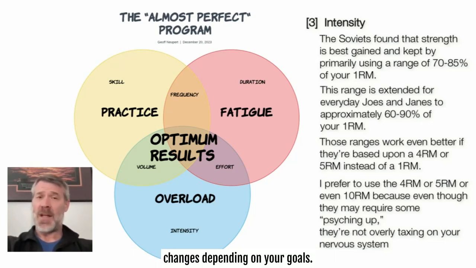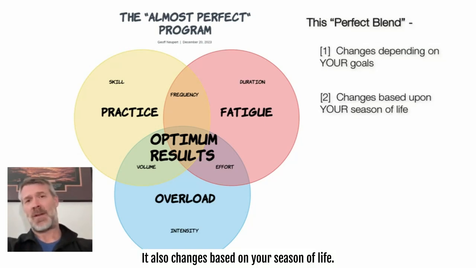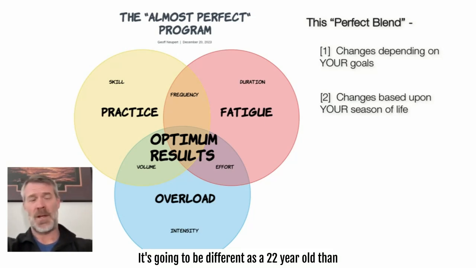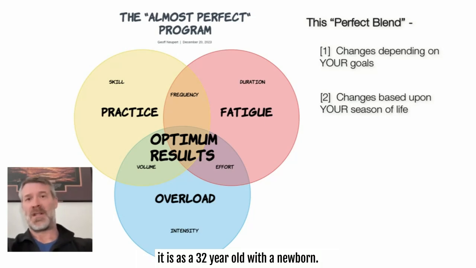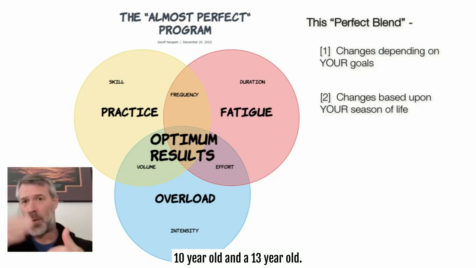This perfect blend changes depending on your goals. It also changes based on your season of life. Where do you find yourself? It's going to be different as a 22-year-old than it is as a 32-year-old with a newborn. And it's going to be different as a 42-year-old with some teenagers, or maybe like a 10-year-old and a 13-year-old.